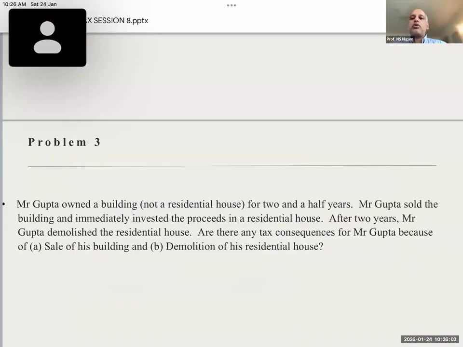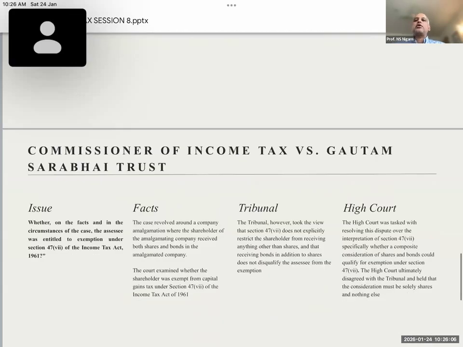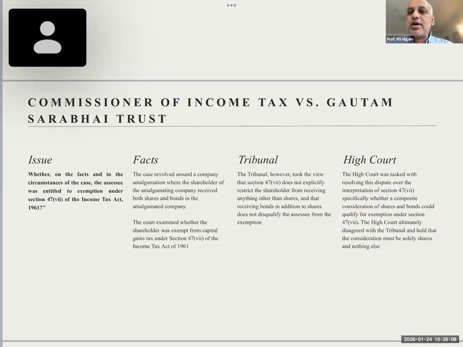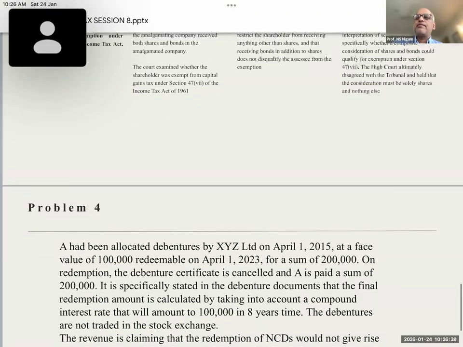And now we are going to talk about an interesting case called Commissioner of Income Tax versus Gautam Sarabhai Trust. The facts were that the case revolved around a company amalgamation where the shareholder of the amalgamating company received both shares and bonds. Bonds are just basically securities in the amalgamated company. The court examined whether the shareholder was exempt from capital gains tax under Section 47, Clause 7 of the Income Tax Act of 1961.